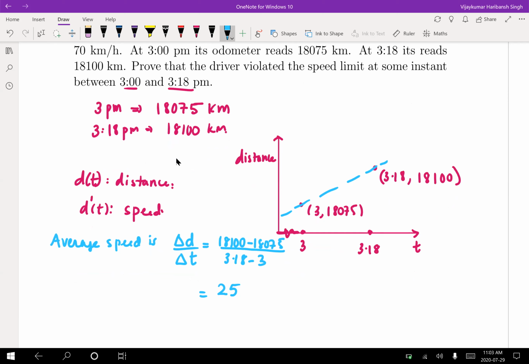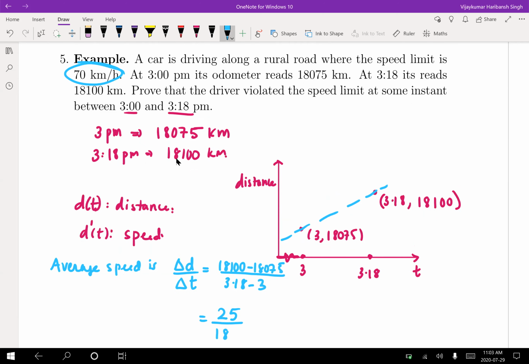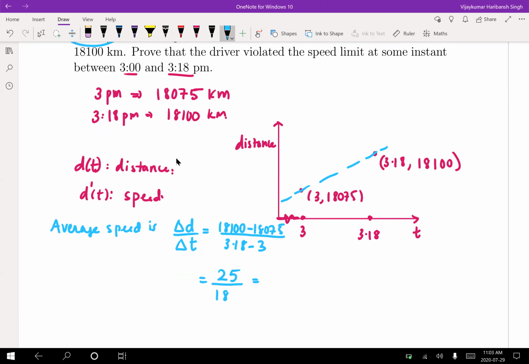25 over 18 minutes. But we are measuring what? The distance has to be measured in kilometer per hour. So this can be read as 25 times 18 multiplied by 60, 1 hour 60. That is going to be 250 by 3 kilometer per hour, which is going to be 83.3 kilometer per hour.